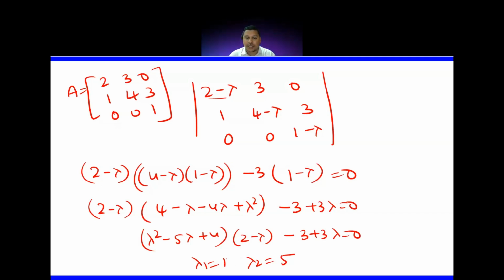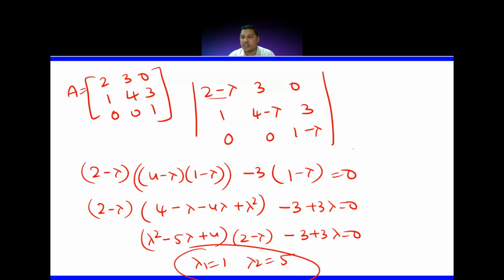We get three values for this if you solve, so all three will be 1, 1, 5. So we take only 2, 1 and 5. Now let's apply Cramer's rule and try to find the eigenvectors for these eigenvalues. Okay, that's the easiest way.